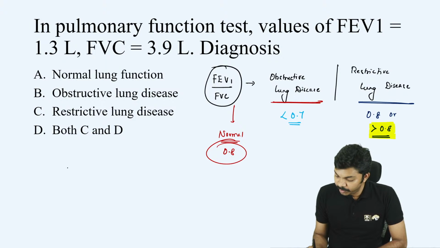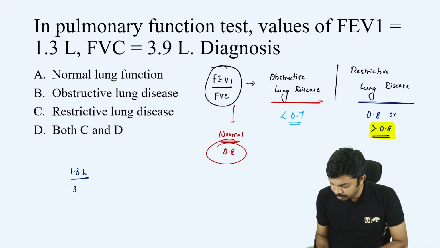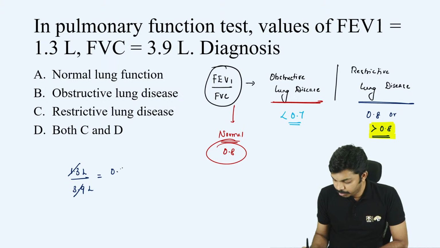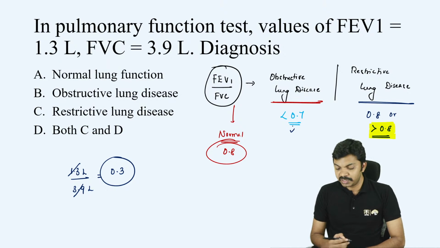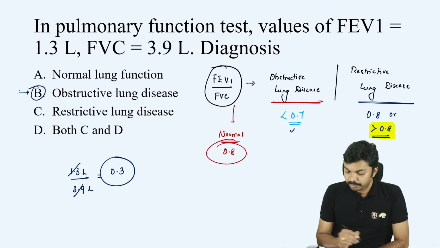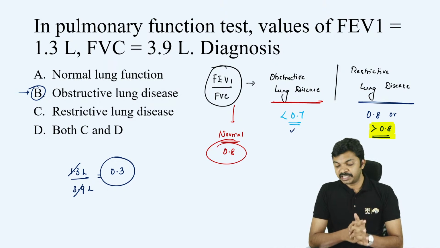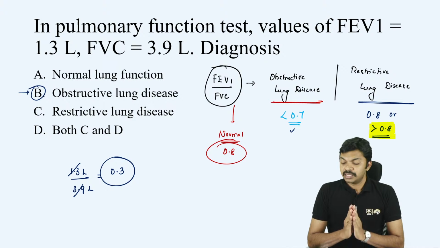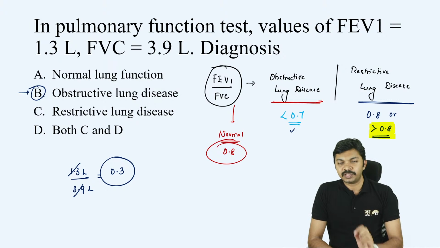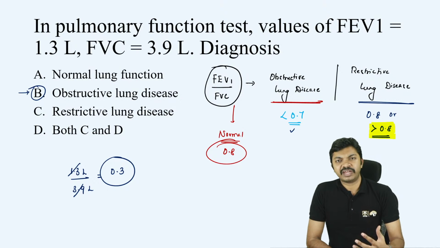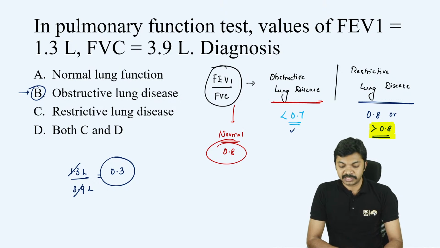We have FEV1, that's 1.3 liters, and FVC 3.9 liters, and the ratio comes down to 0.3. When the ratio is 0.3, which is less than 0.7, it's obviously a case of obstructive lung disease. B is the right answer for this question. Obstructive lung disease is the right answer, guys. So remember, FEV1 by FVC ratio is the standpoint with which we can say whether a patient's respiratory distress or difficulty is because of obstructive lung disease or restrictive lung disease, guys.